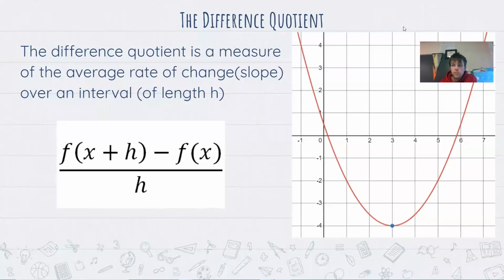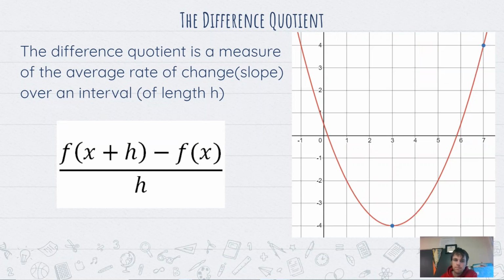All right, welcome to part 4 of 1.1 functions. We're going to be going over something called the difference quotient. This is something we'll kind of go over a few different times throughout the year. The difference quotient is a measure of the average rate of change or slope over an interval.